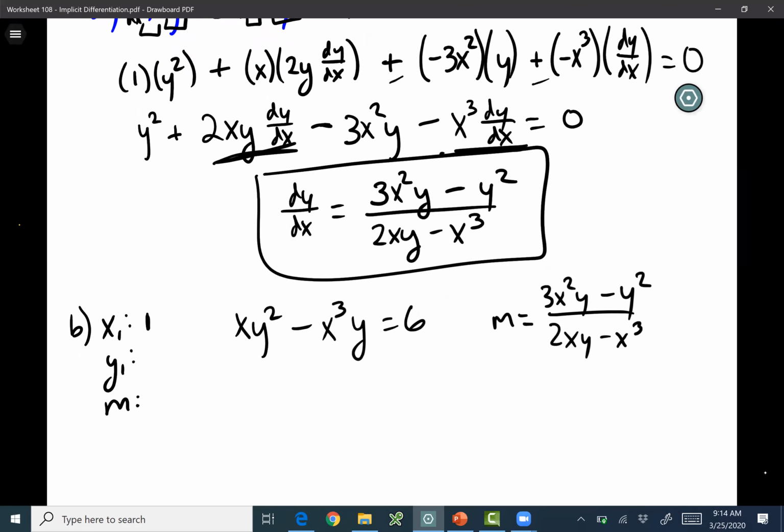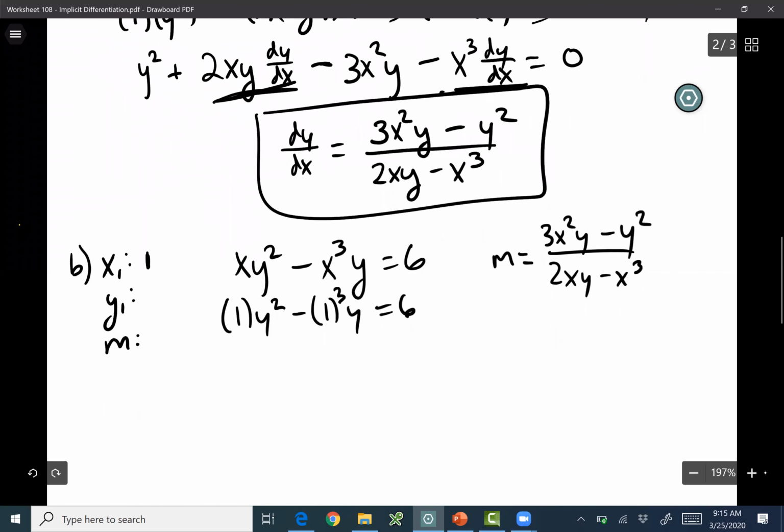Now, we can't plug in the 1 for m because there are basically 3 variables, right? M is a variable. We don't know the slope, but we can plug it in to the original equation. So you make this 1y squared minus 1 cubed y equals 6. That gives us y squared minus y equals 6.